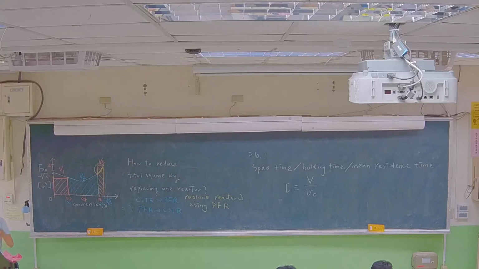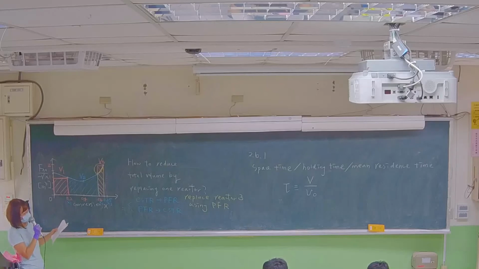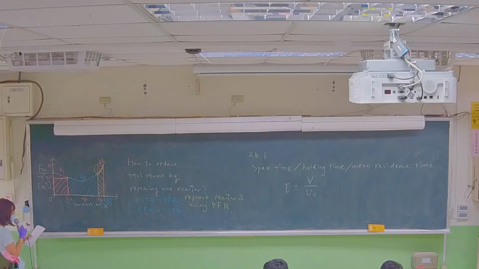Okay, let's go to slide 41. Some further definitions. The last part. Let me introduce two parameters, space-time and space velocity. First, what is space-time? Other names for space-time are holding time or mean residence time. That means how long your reactant stays in the reactor. So it is time.